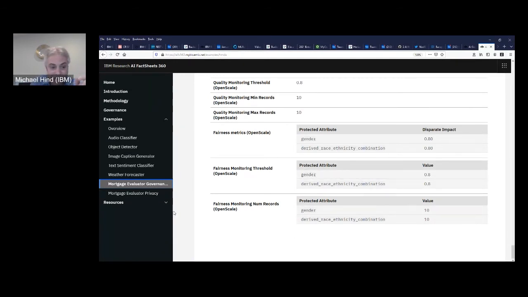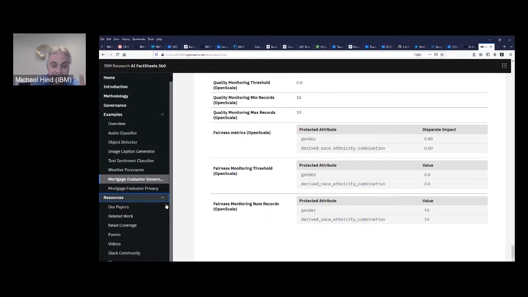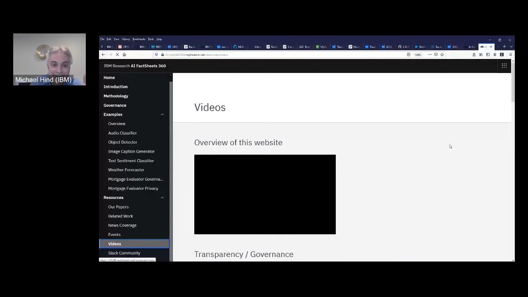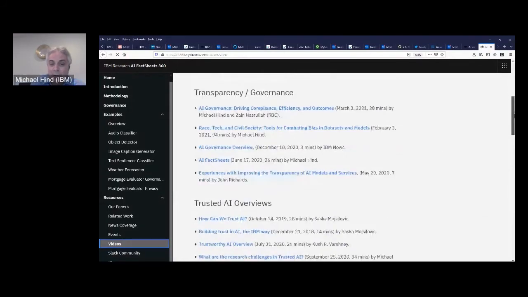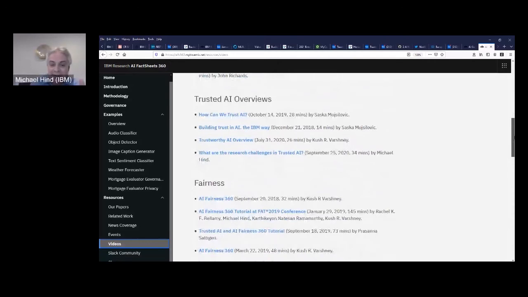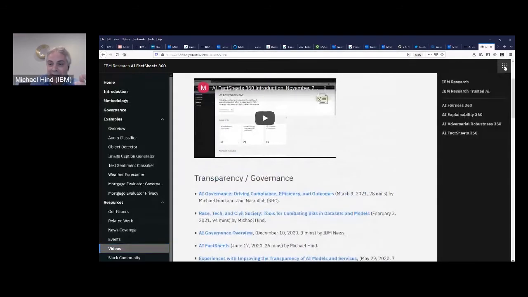And then lastly, before I turn it over to Emma, this website also contains a lot of other information, links to papers, news coverage, and over 24 hours of videos. If you're having trouble sleeping, you can see a lot of videos that came from IBM Research on this topic of transparency and governance, just overviews of AI in general, trusted AI in general, things about fairness, explainability, and so on. And then finally on the right here, there's links to those toolboxes I mentioned earlier in case you didn't copy down the URLs. You can get there pretty easily.